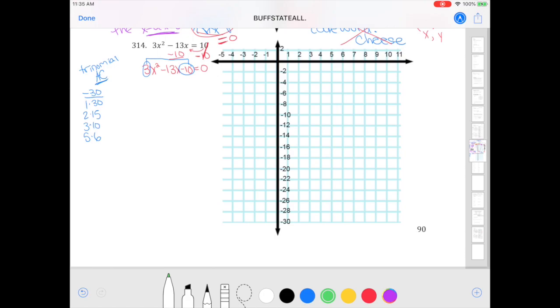Be careful with this one. We need to now pick the pair that adds to the middle number, which in this case is a negative 13. Take a couple of seconds to try and pick your number. Again, be careful.